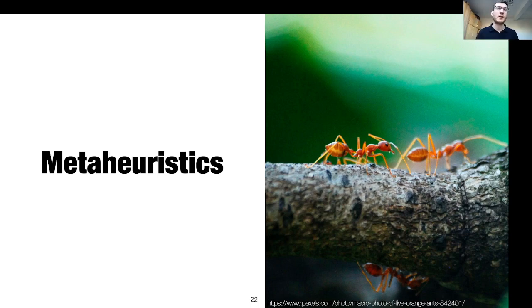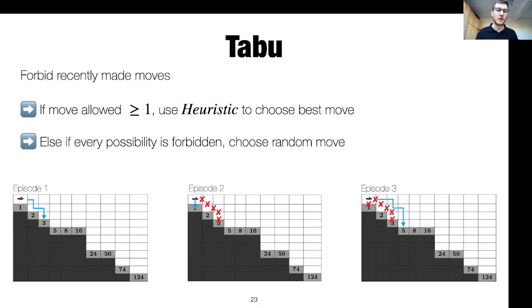Let us see now, for example, the meta-heuristics that we propose. The first one that we propose is called taboo. It is really common in optimization. The idea is to forbid recently made moves. So for example, if the submarine took a path, the episode after, it is forbidden to take the exact same path. The main logic of the algorithm is that if there are one or more moves which are allowed, you use the heuristic, so you use the exploitation to choose the best move. Otherwise, you choose a random move because everything is forbidden.